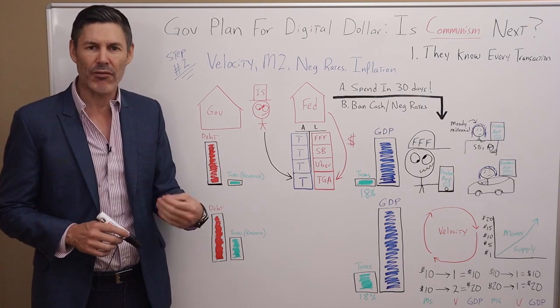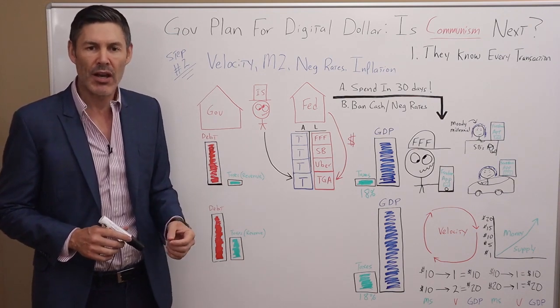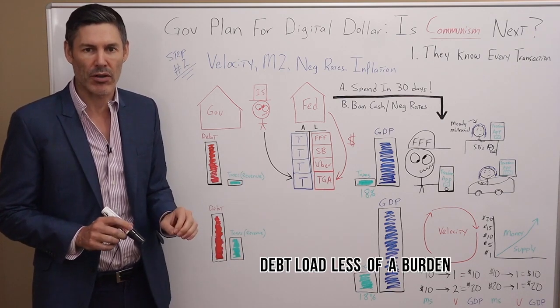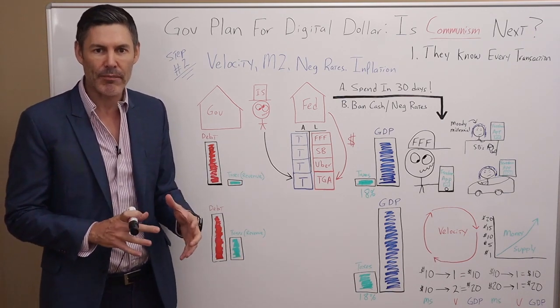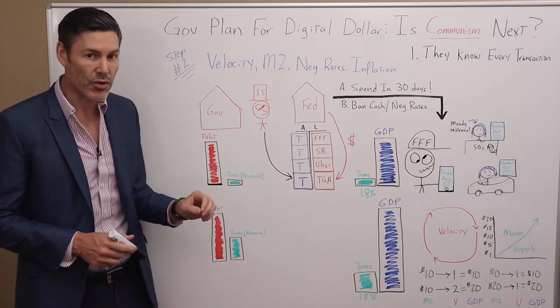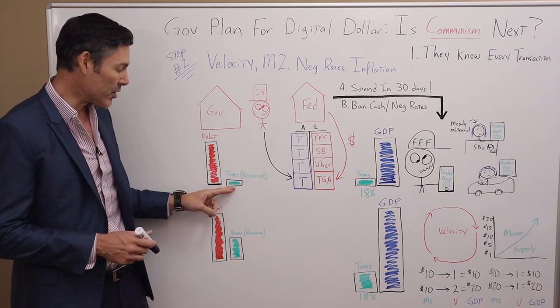Why do they want inflation? We always hear that inflation makes the debt load less of a burden. But how does it actually happen? Let's go through the mechanics of it. So the debt is on this side, the taxes or the revenue from the government is on the right.